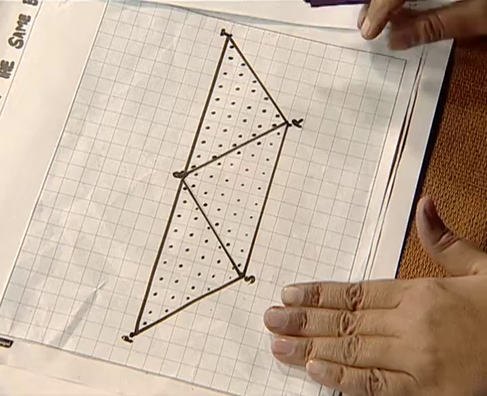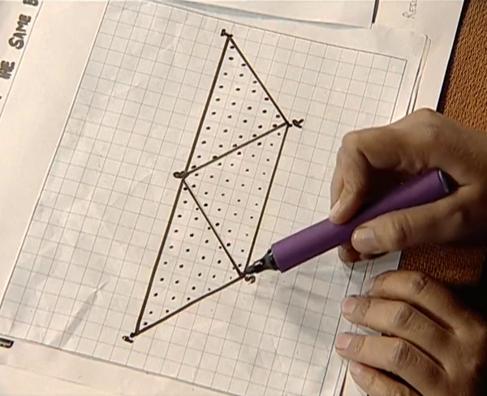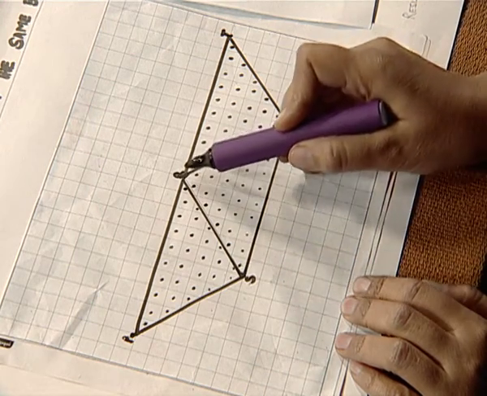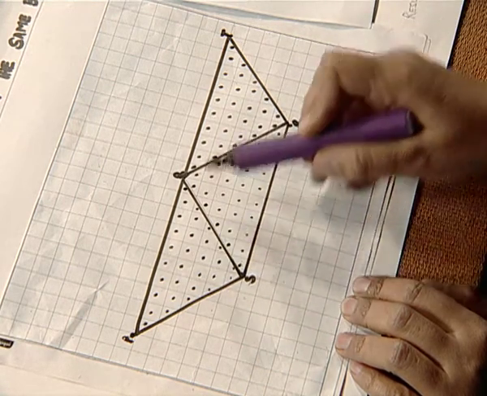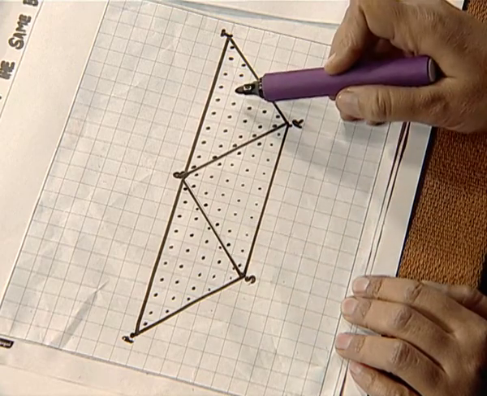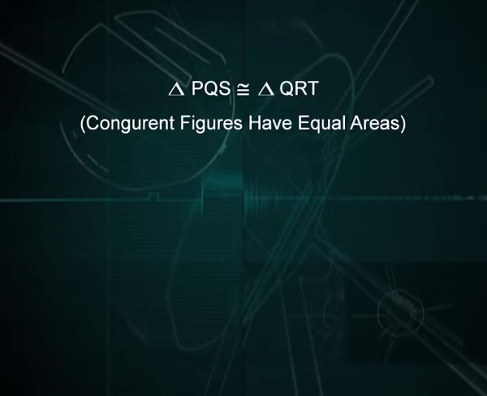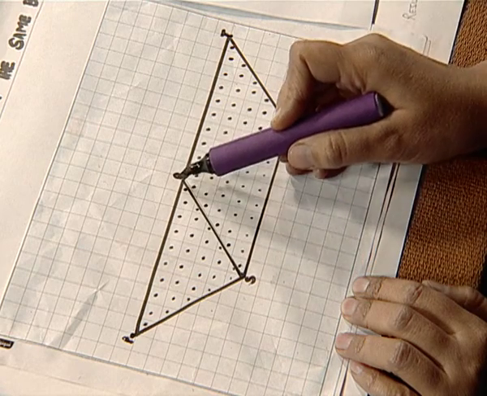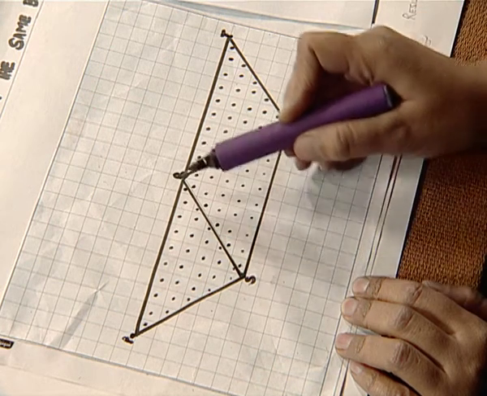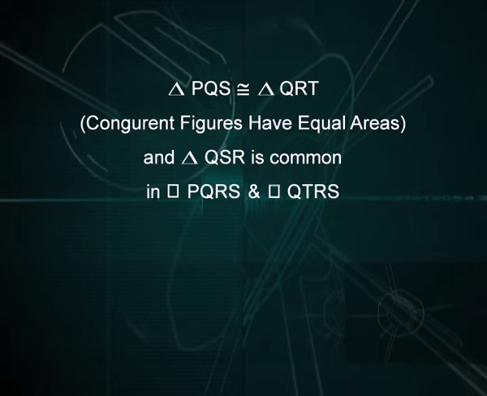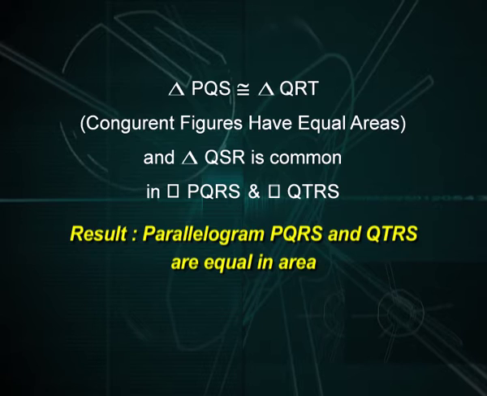Now, what we find is that PQS and QTR, these two triangles, are equal in areas. So, they are congruent to each other, and in this figure we find triangle QSR is common to both parallelograms. So, we find that these two parallelograms are equal in areas.